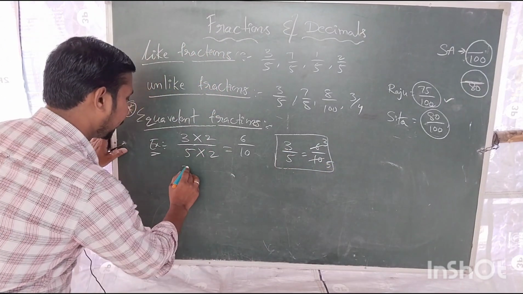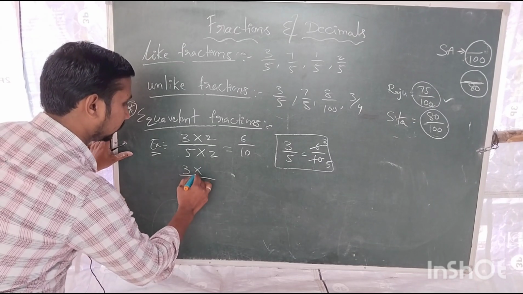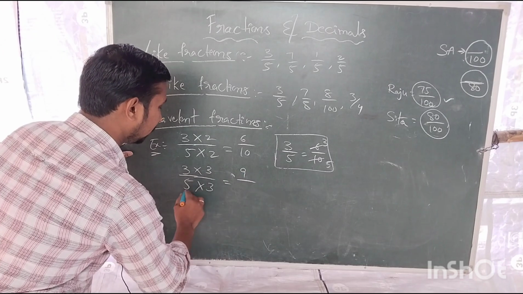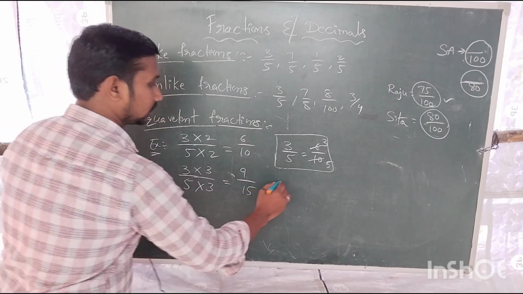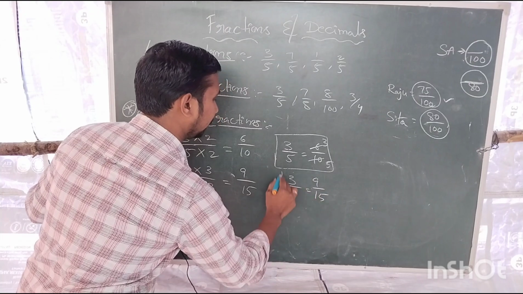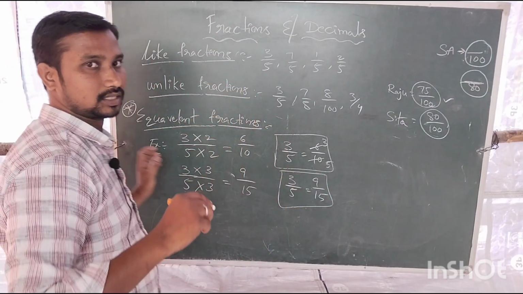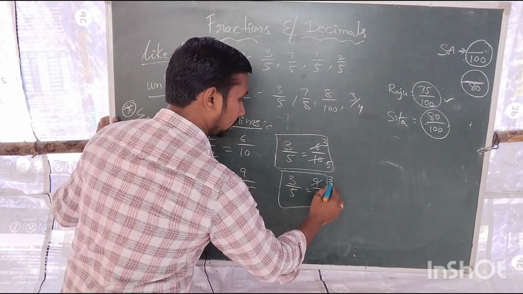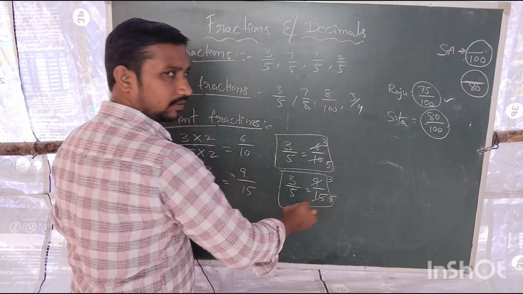Next one: 3 by 5 into 3 by 3. 3 3s are 9, 5 3s are 15. So 3 by 5 is equal to 9 by 15. These two are equivalent fractions. Okay children, here also 3 table 3 times, 3 table 5 times, we will get 3 by 5.